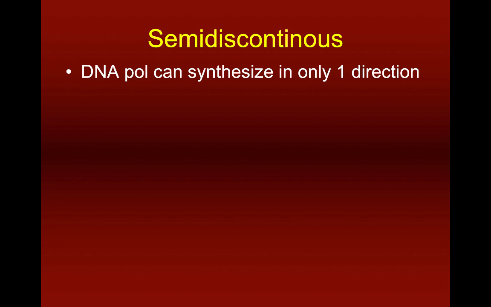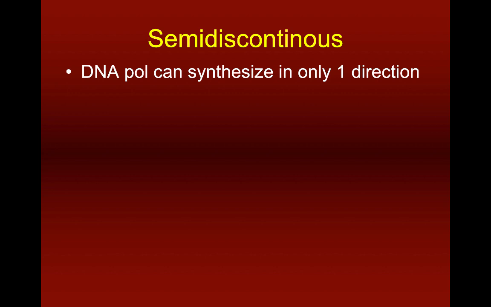So something that's semi-discontinuous is somewhere kind of in the middle. And really what that means is that on the old parental original DNA strands, one of them will be synthesized continuously, the other one will be synthesized discontinuously. And so overall then, if we look at both strands taken together, what we end up with is a model of DNA replication that we describe as being semi-discontinuous.